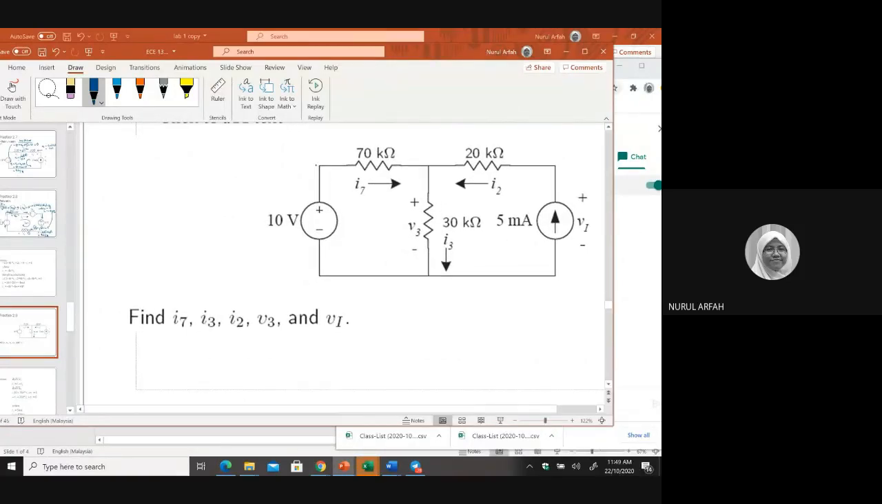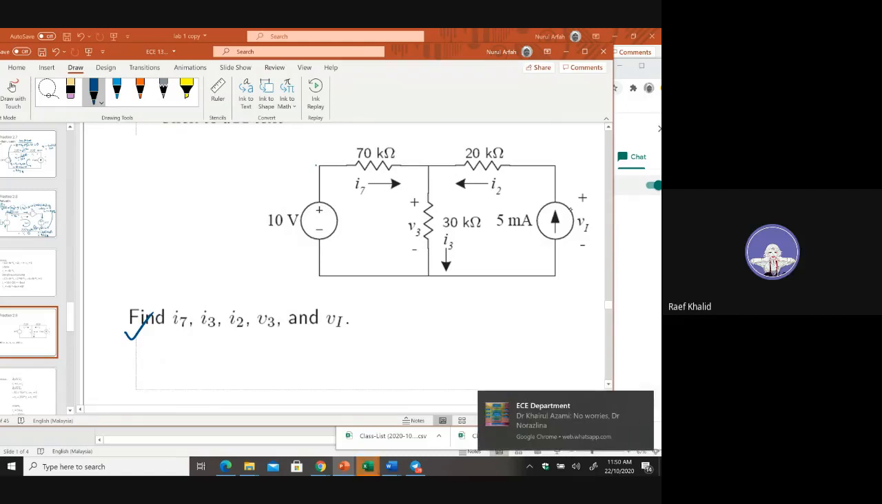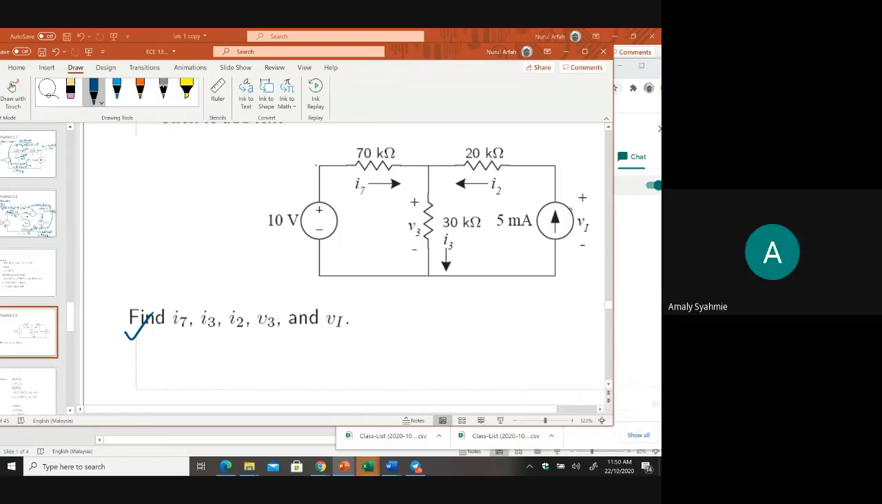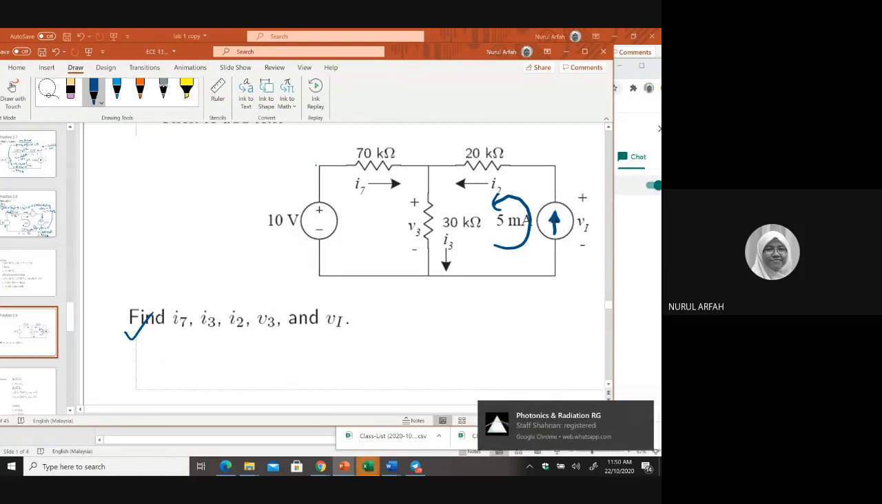Okay. Use basic law to find this. What do you think on the right side? The loop is counterclockwise or clockwise? Counterclockwise. How do you know? Counterclockwise, depending on the flow of the current from the 5 milliamp current source. And this one is equal to 5 milliamps.